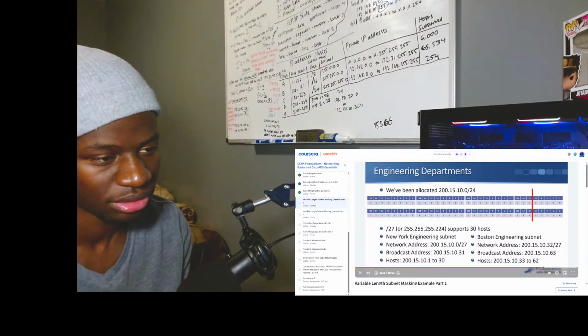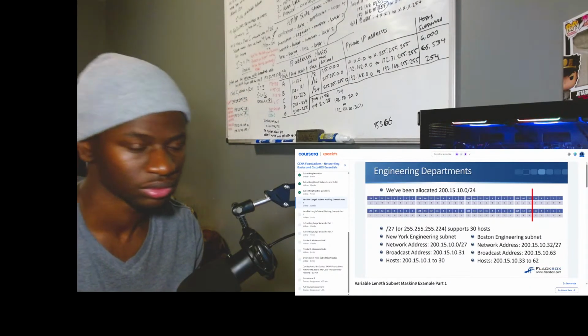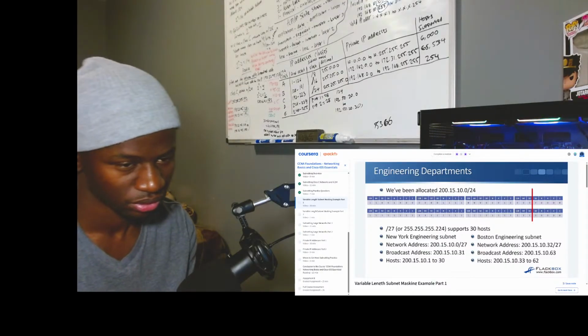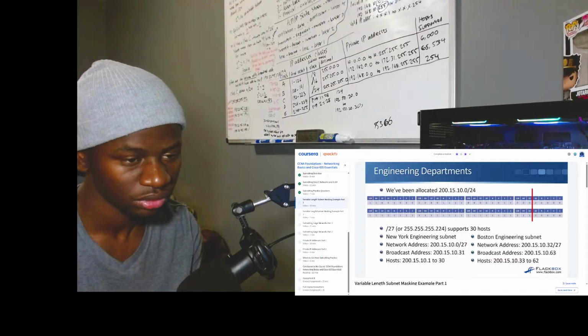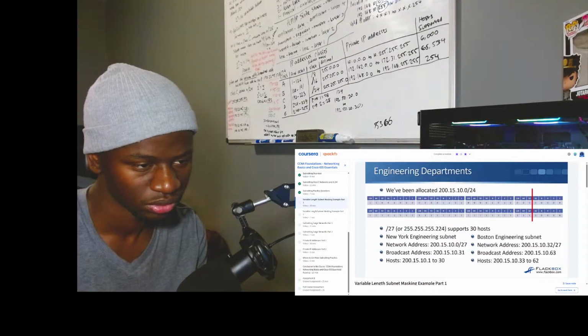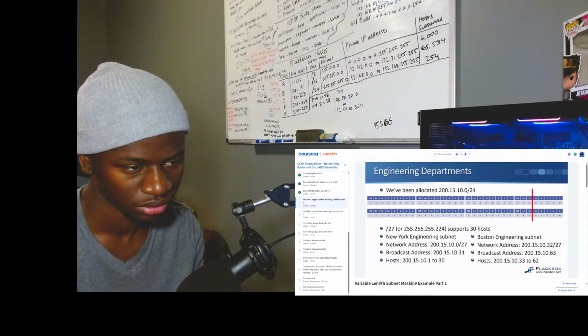We can see the line is after the 32, so a /27 is going to go up in increments of 32. So the next network address is going to be 200.15.10.32, which means that the first subnet's broadcast address is going to be one less than that. It's going to be 200.15.10.31. That leaves addresses available for our hosts of 200.15.10.1 up to 30. So that's the engineering subnet.